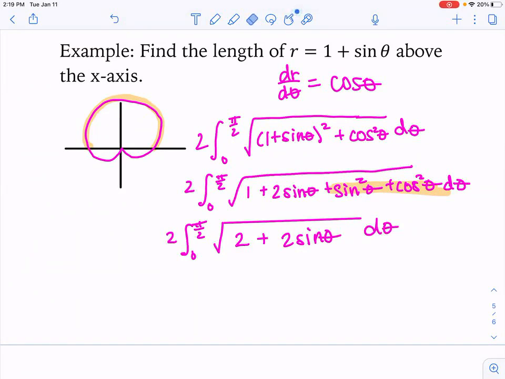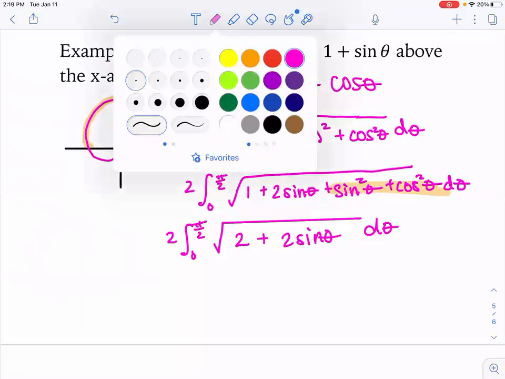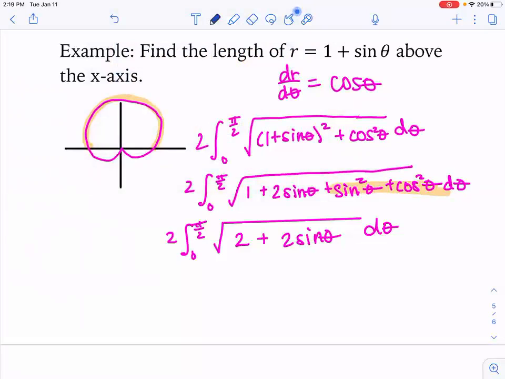What good is that going to do? Okay. Do we have an antiderivative for the square root of 2 plus 2 sine theta? And we can't even use u substitution, because if u equals 2 plus 2 sine theta, we don't have anything for our du. Do you see what I'm saying there? Okay. Nope, we're gonna do a trick.